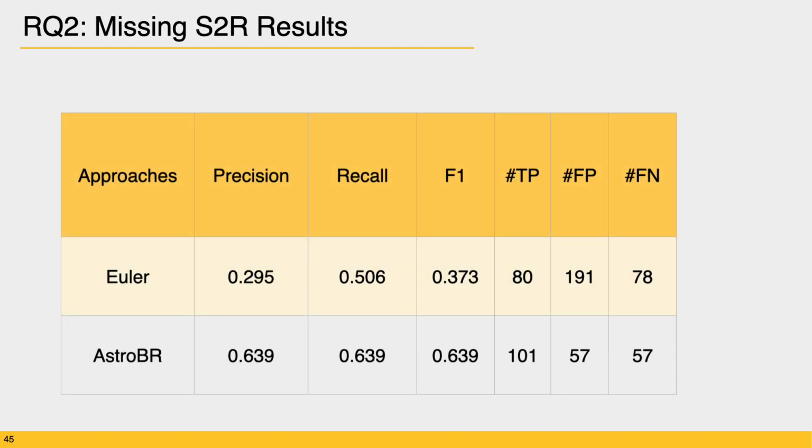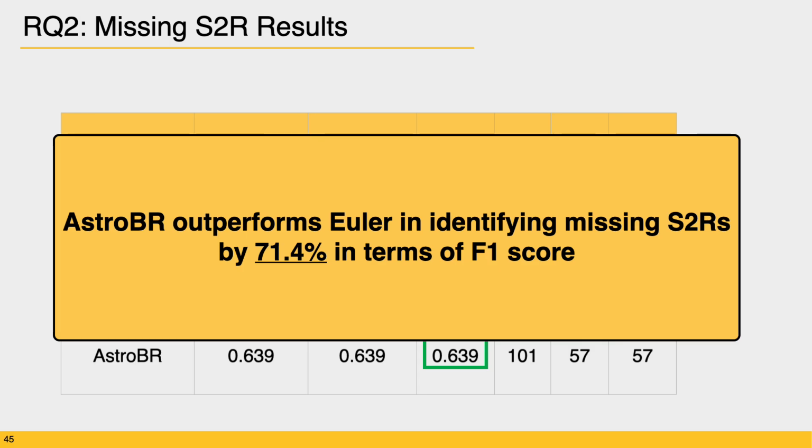Now the missing S2R results for Euler. For Euler, the F1 score for missing S2Rs is 0.373, and for AstroBR it was 0.639. So AstroBR outperforms Euler in identifying missing S2Rs by 71.4% in terms of F1 score.